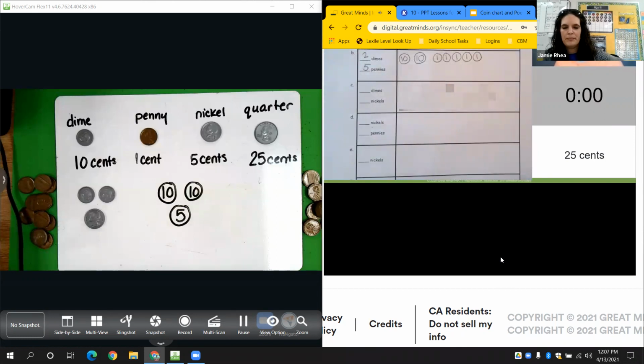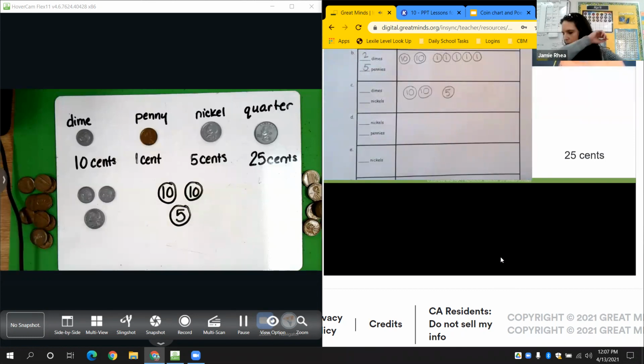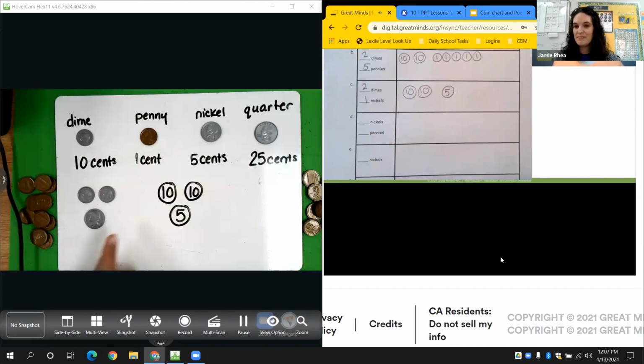Welcome back. Guess what silly Mrs. Curry did? I accidentally solved this first using dimes and pennies again. Oops. So you'll see where I had to erase because when I went to write in how many dimes and nickels, I realized I didn't use nickels. What's another way that we could make 25 cents using dimes and nickels?